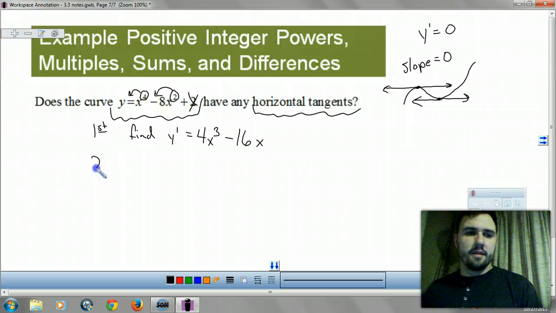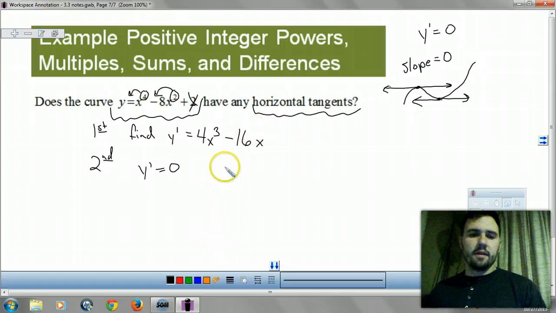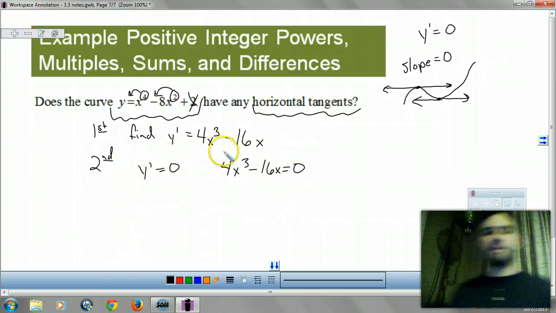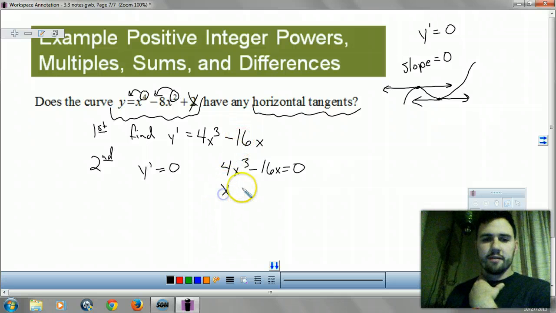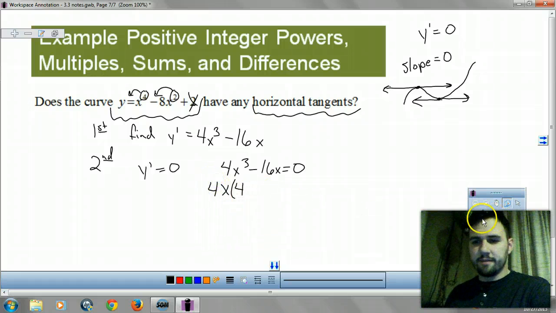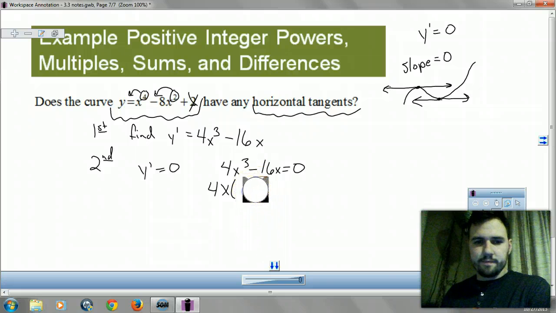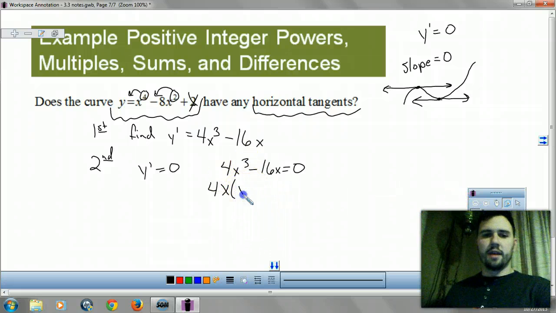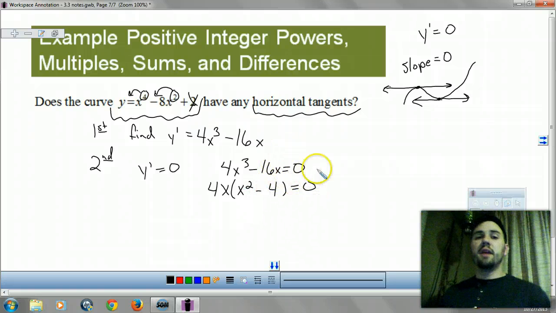Okay? Second, set y prime equal to 0. So we say 4x to the third minus 16x equals 0. Okay? Third, we just have to solve it. So first I'm going to factor out x. Actually, I'm going to factor out 4x, right? So I get x squared minus 4 equals 0. You remember that handy rule? A squared minus b squared separates out into a plus b times a minus b.